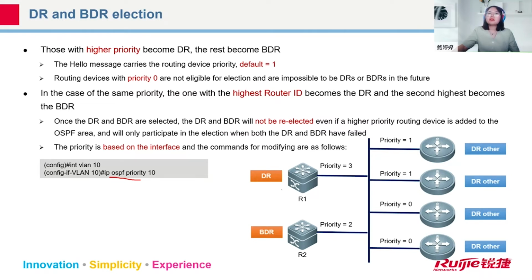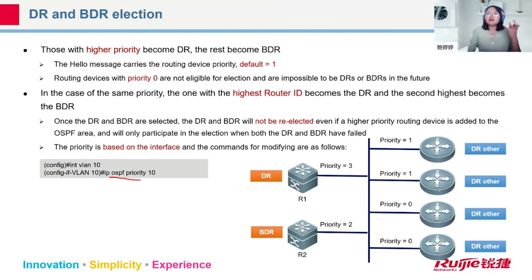And once the DR and the BDR are selected, if they are working, even if we add new devices with higher priority, those cannot become the DR or BDR. We only have the chance to become DR or BDR if the DR is not working: the BDR becomes the new DR, and then we have to select a new BDR. And if the DR is broken again, the highest priority can become the new DR.